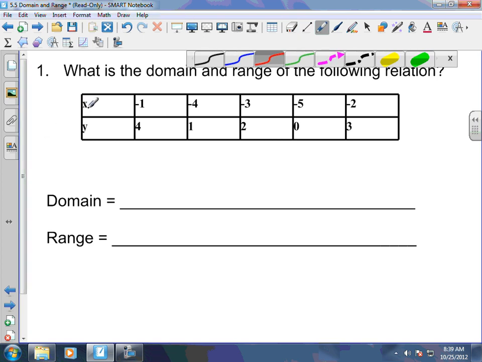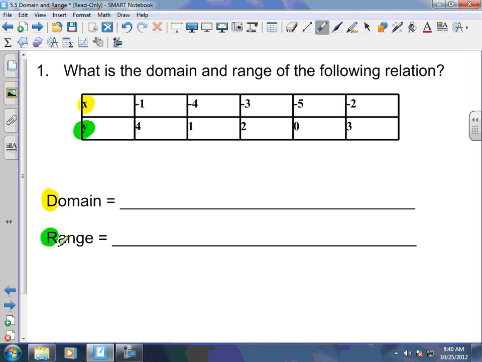Which one is my domain, kids? X or Y? X. Well, does X come first in the alphabet? Does D come first? Yeah, so X is domain, which makes Y my range. Y is second, R is second.